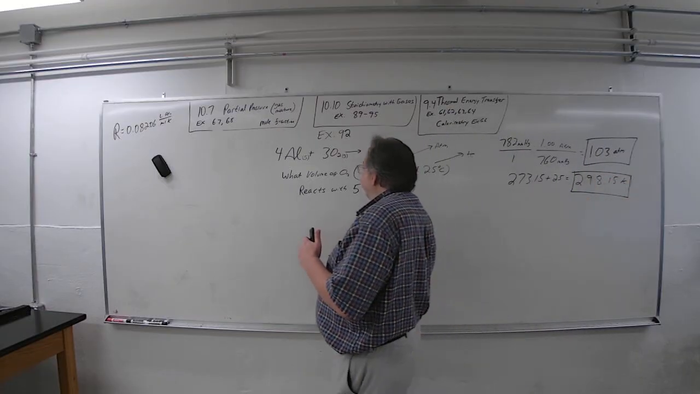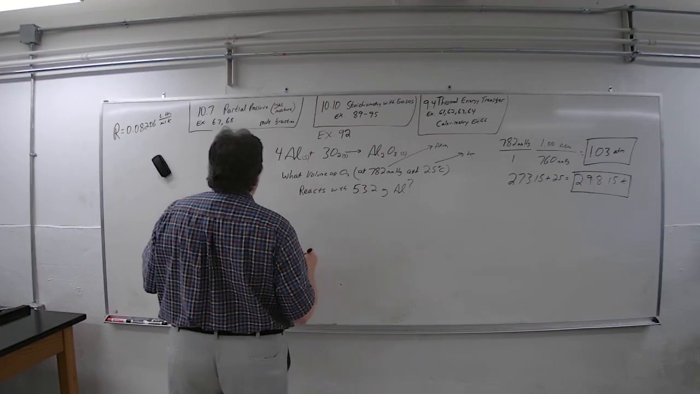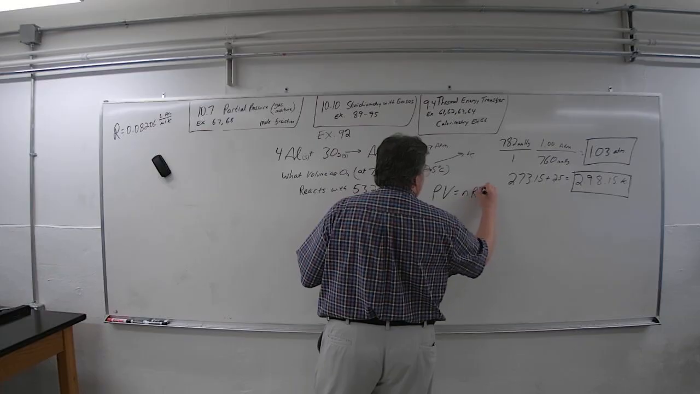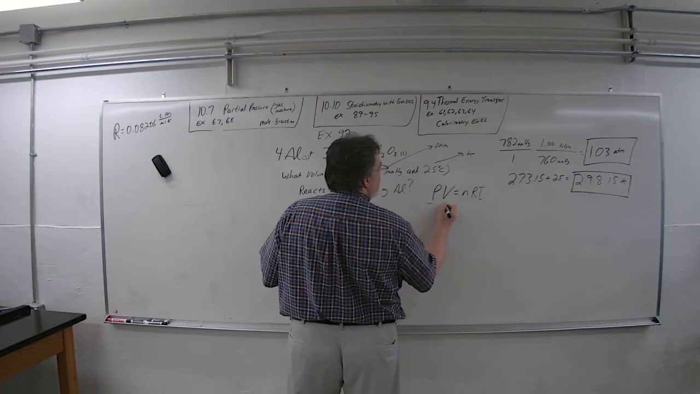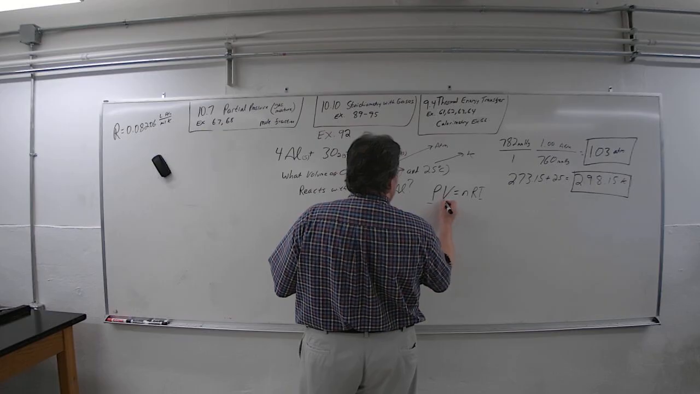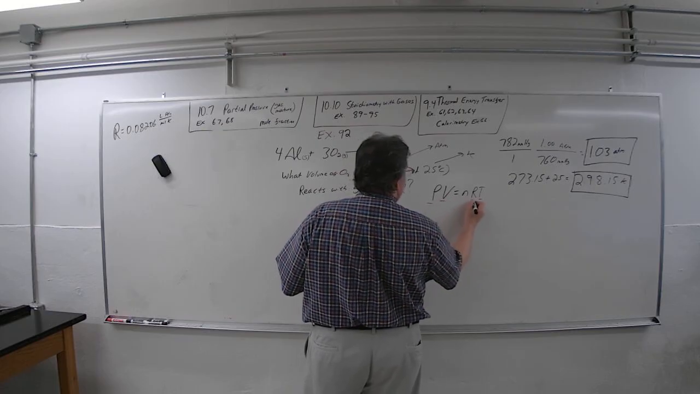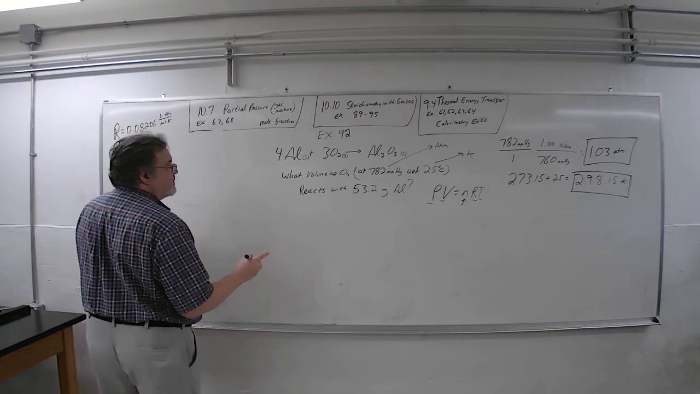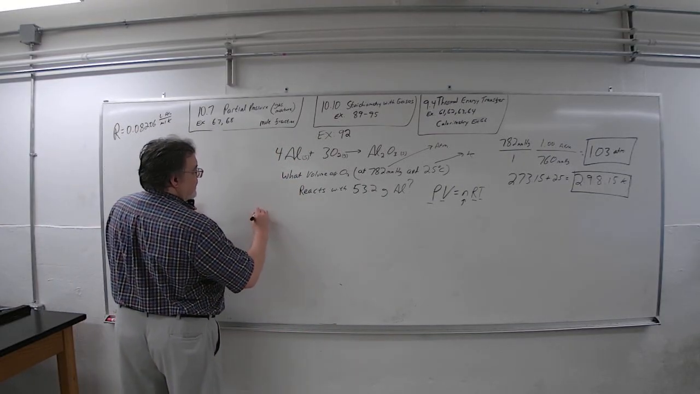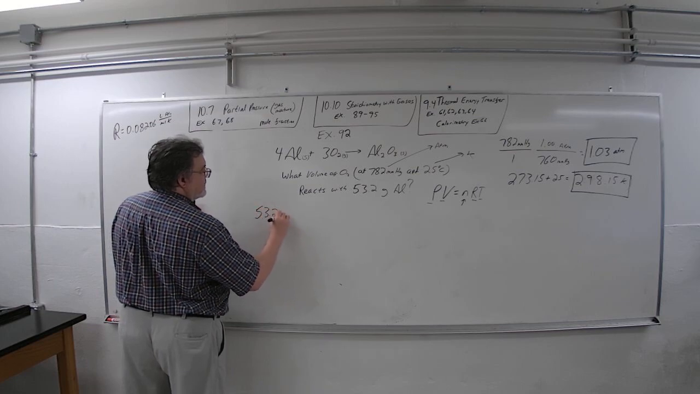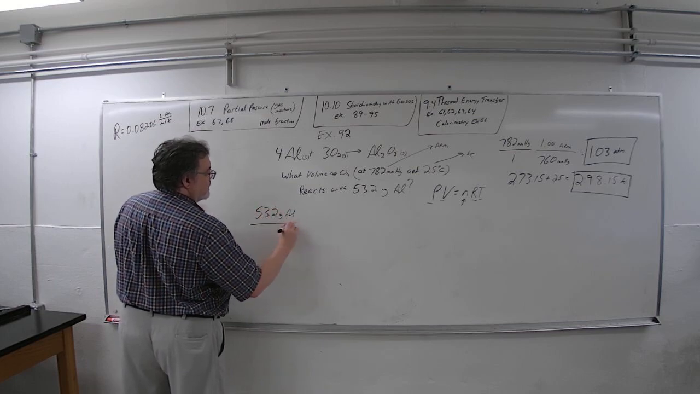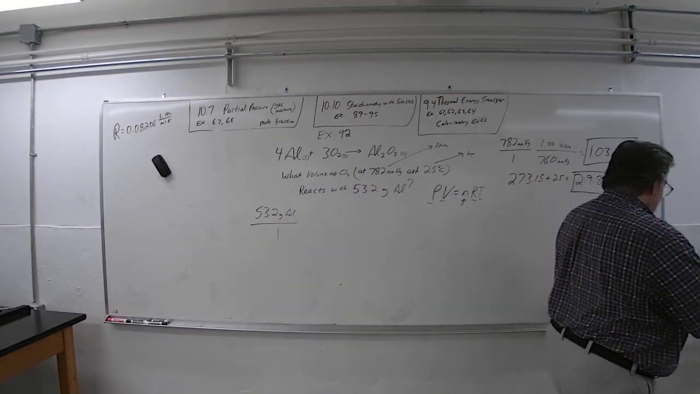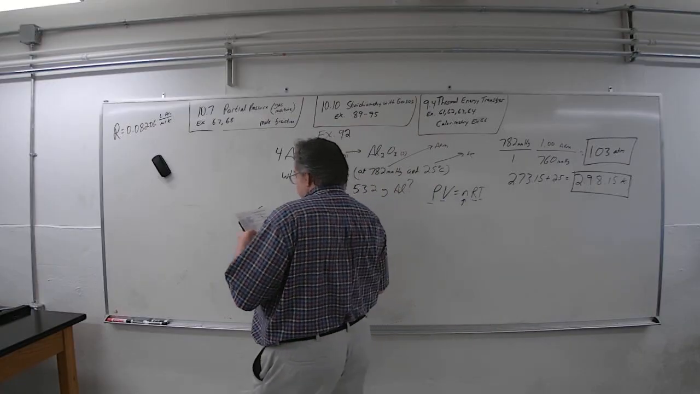Those two, so we have temperature, we have pressure. What volume is what we're looking for? We have R. Equals moles. To find the moles, we're going to go 53.2 grams of aluminum. Aluminum is 26.98.